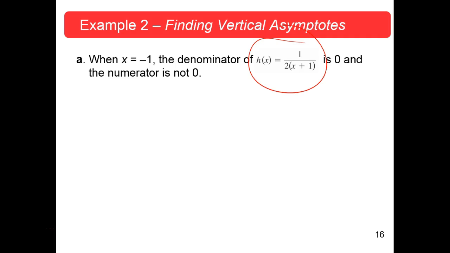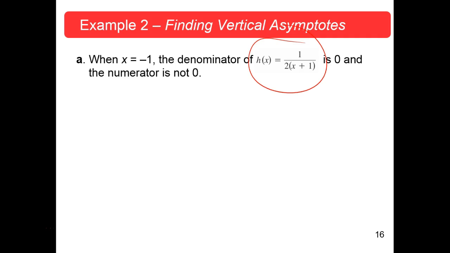So that is going to guarantee, and that's the only value where the denominator would be 0. So you know this is going to have a vertical asymptote at x equal negative 1. So it says here, when x equals negative 1, the denominator here is 0. The numerator is not 0. Therefore, vertical asymptote there. Okay? Now, what were we supposed to do with that? It seems like they've done the whole thing for us here. So x equal negative 1 is a vertical asymptote.